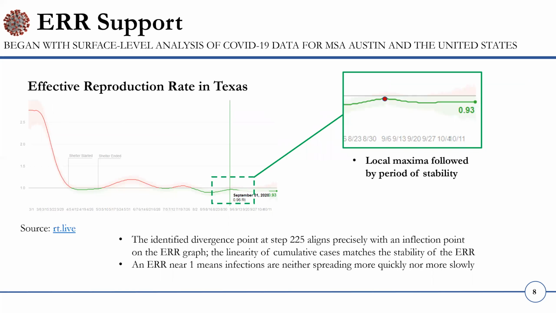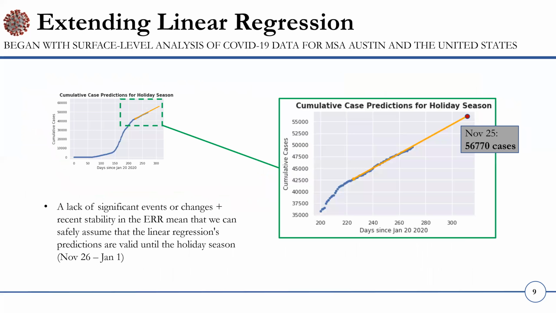The previously identified divergence at step 225 aligns precisely with an inflection point on this ERR graph from RT.live. The proven linearity of cumulative cases matches the stability of the ERR that you see in the close-up on the right. The fact that it stabilized near 1 further confirms our linearity assumption because it means that infections are neither spreading more quickly nor more slowly.